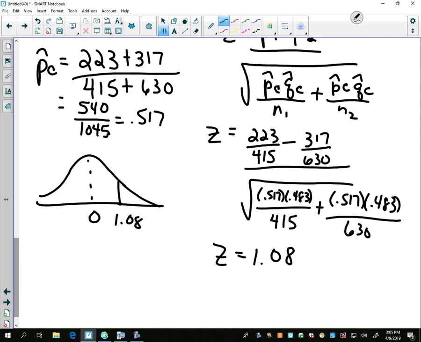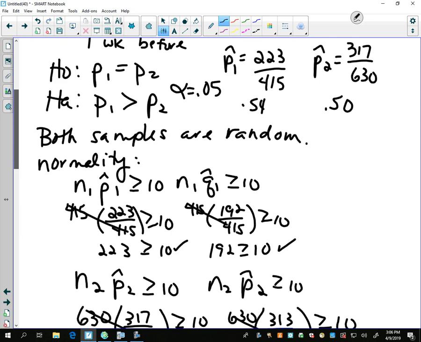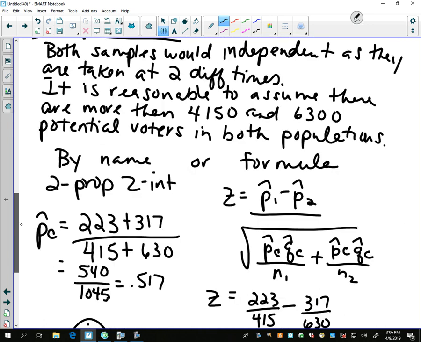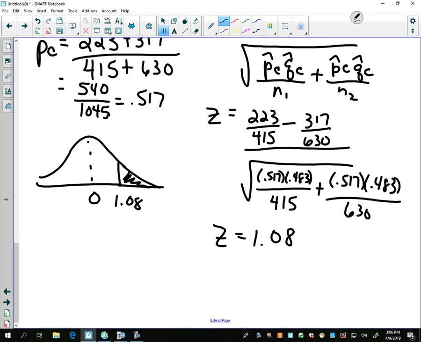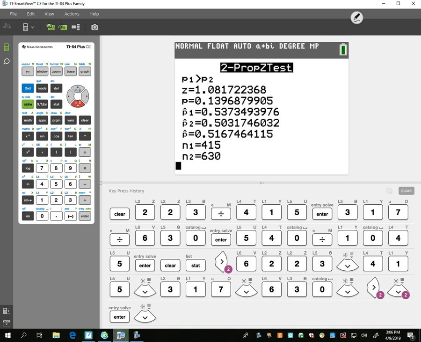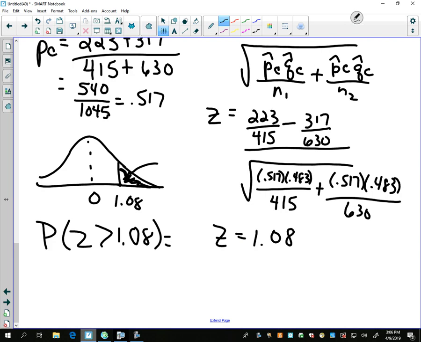So, and you're shading greater than. So greater than would be there. And what do we get? So you could say the probability that z is greater than 1.08 was our p-value of, what was our p-value? I think it was close to, let's just look. Do I still have it on? Yeah, so 0.14. So this is about 0.14.